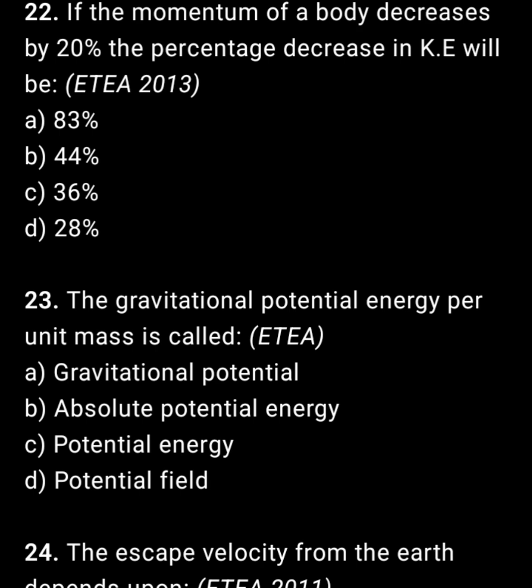22. If the momentum of a body decreases by 20%, the percentage decrease in KE will be? ETEA 2013. A. 83%. B. 44%. C. 36%. D. 28%. 23. The gravitational potential energy per unit mass is called? ETEA. A. Gravitational potential. B. Absolute potential energy. C. Potential energy. D. Potential field.